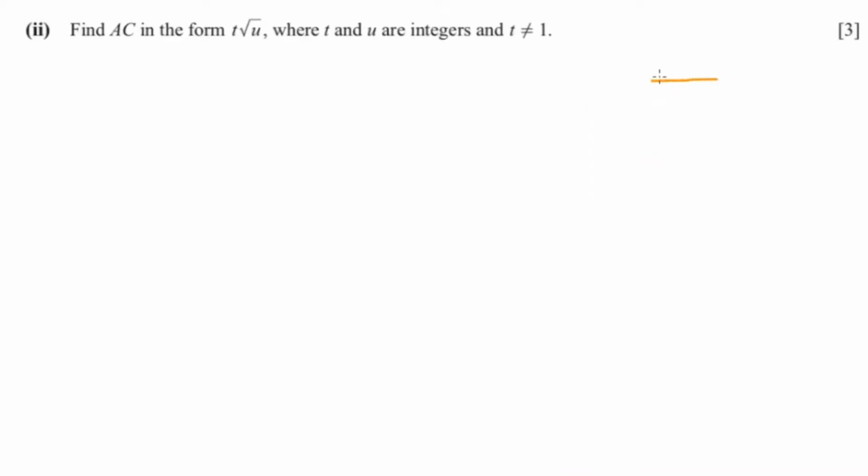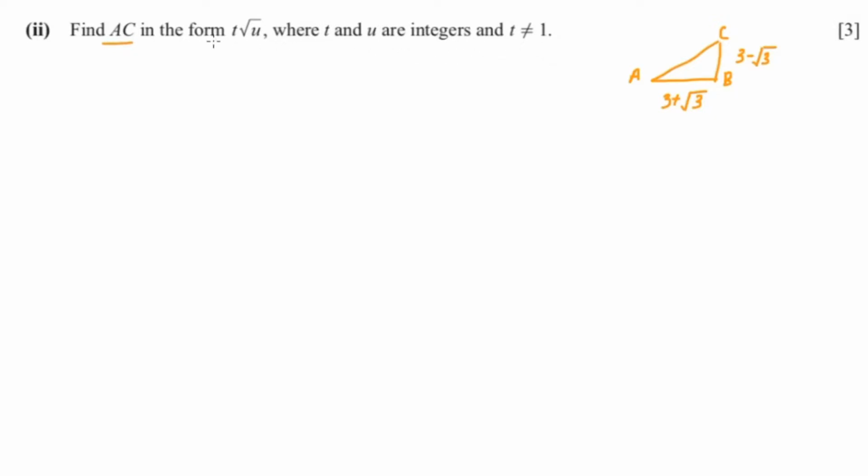Moving on to the next question, it's telling us to find the AC in the form t square root u, where t and u are integers. So now let me just draw the triangle from the previous page. So this was 3 minus surd 3, and this was 3 plus surd 3. Now to find AC, I'm just going to use the Pythagoras theorem.